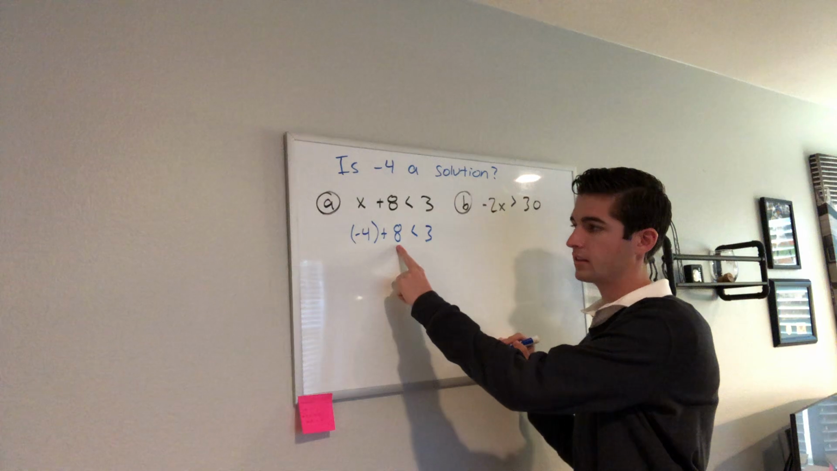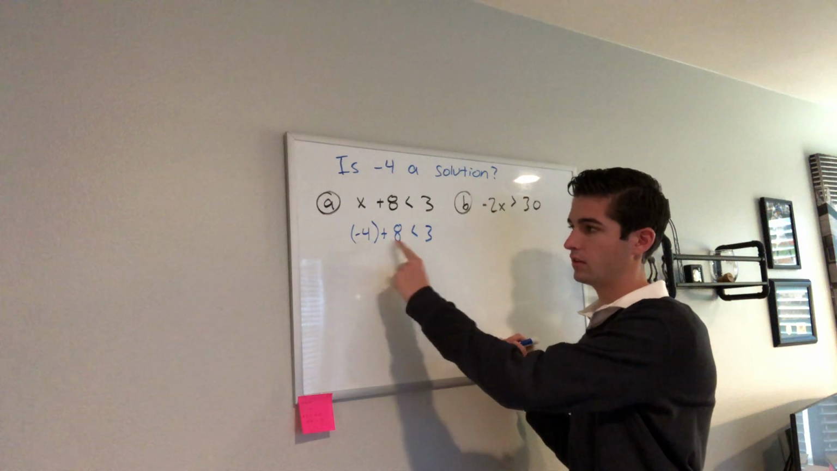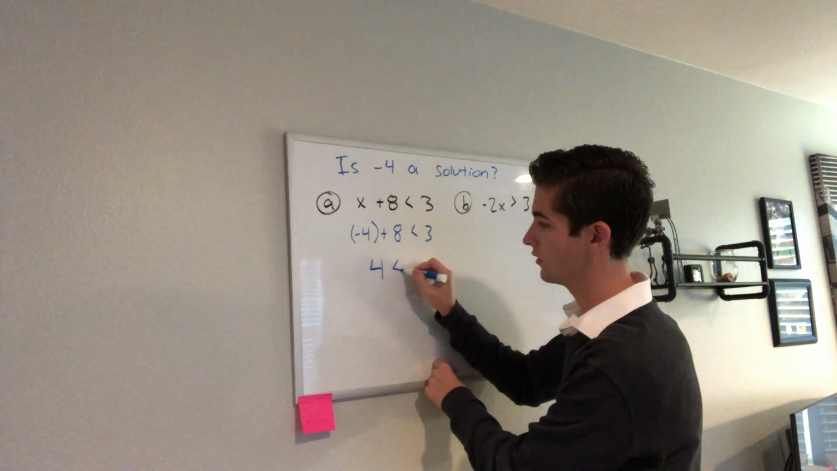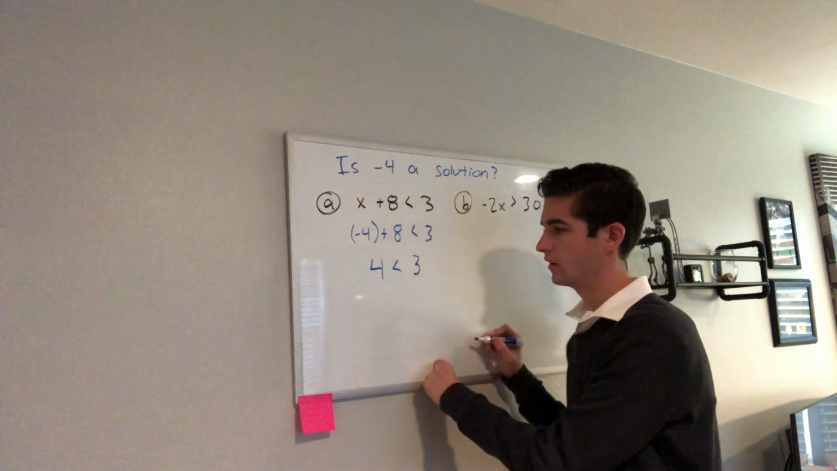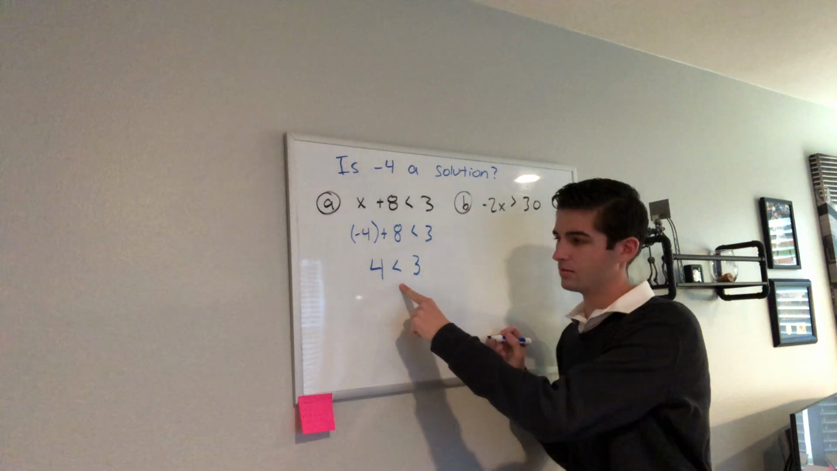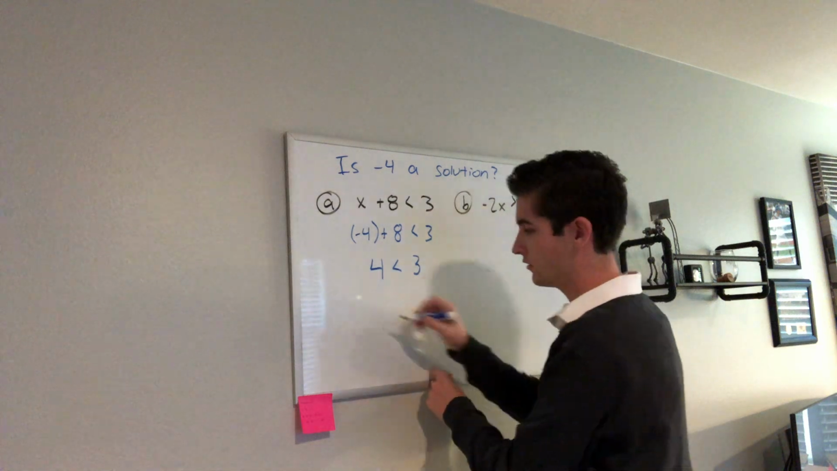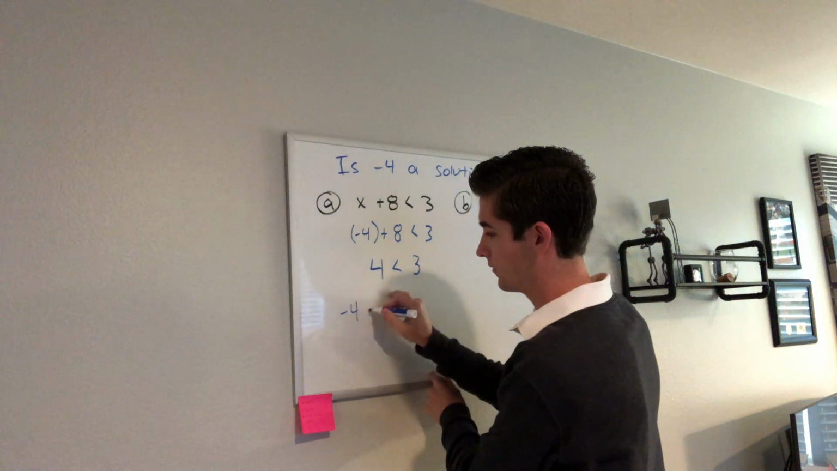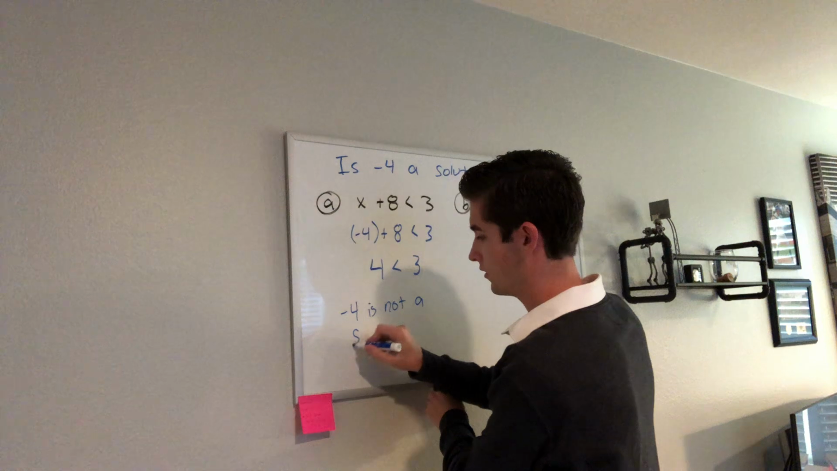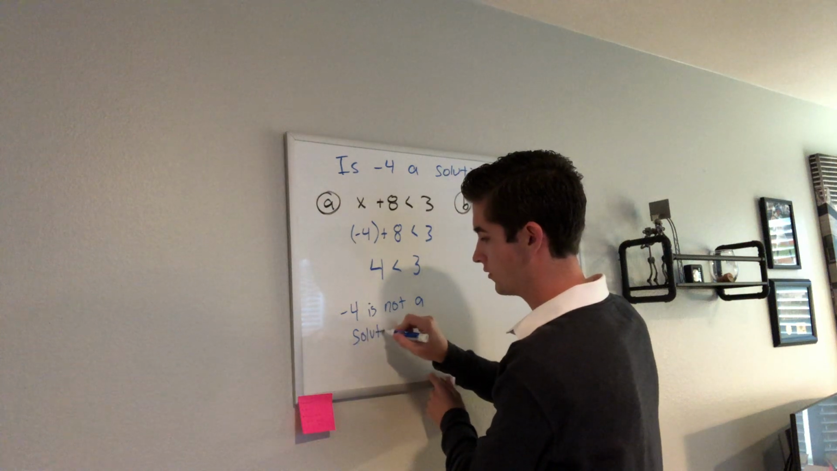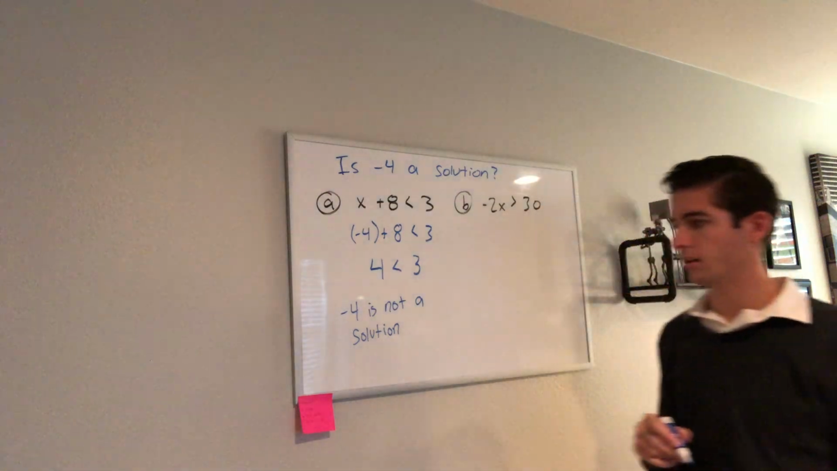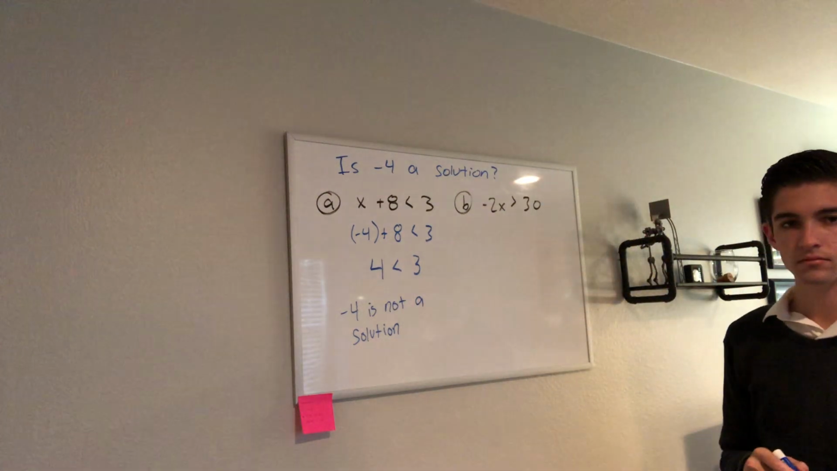All right, this is saying that 8 minus 4 is 4, is less than 3. So is 4 less than 3? No, 4 is not less than 3. So -4 is not a solution. -4 is not a solution.